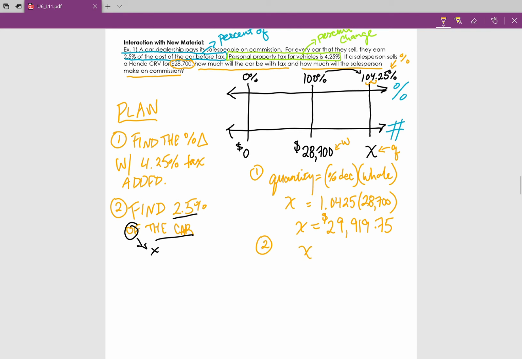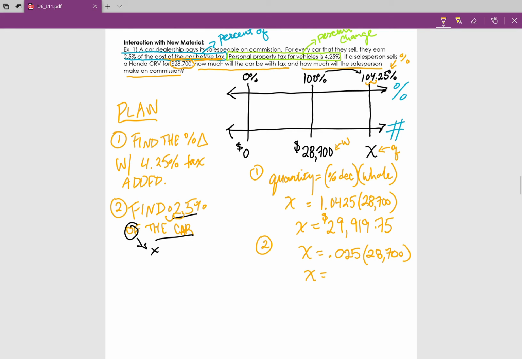Let's set x equal to 2.5%. We need to change to a decimal. It'd be 0.025 times 28,700. And the reason I'm using the original is because if you look up at the problem, it says 2.5% of the cost of the car before tax. It's the original cost. Okay, we need to look very closely at the wording for all of this.